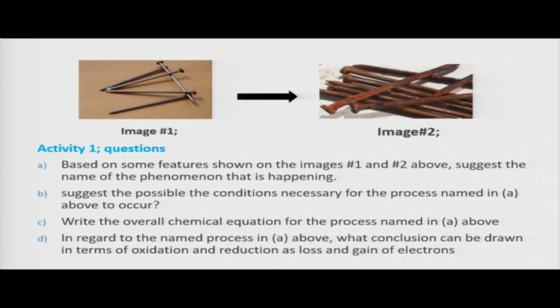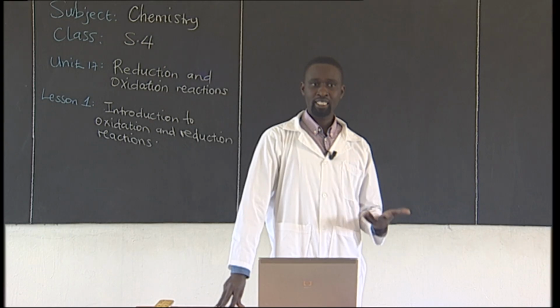Based on the features as you see, what exactly is happening in our image 1 and 2? Which phenomenon is taking place? And what do you think are the possible conditions that would cause it to occur? Take a close look, and this is even applicable in our day-to-day lives. You normally see these things happening. And using your S1 and S2 chemistry, we can go through that. Part C, can we write the chemical equation that is happening? And what conclusions can we take?